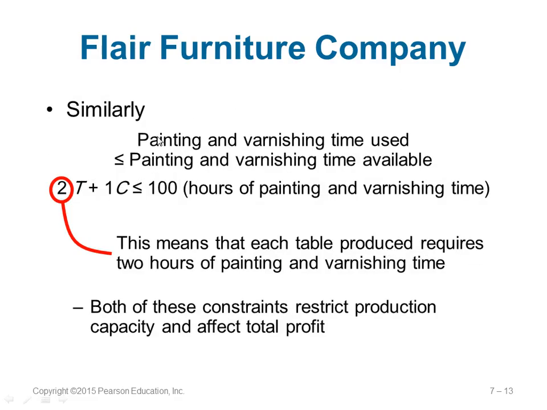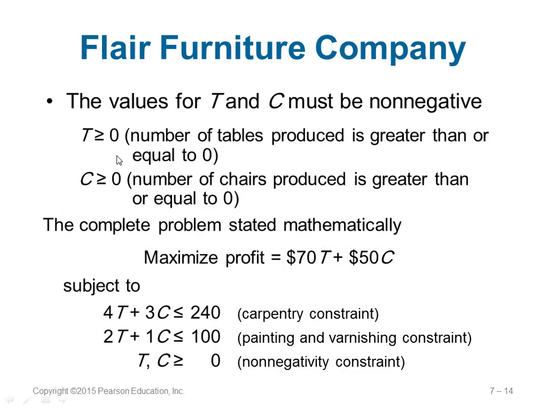Similarly, we want to do for painting and varnishing. Maximum time allowed is 100. So it's 2 times T plus 1 times C is less than or equal to 100. So this means for every table I need 2 hours of painting and varnishing. So clearly we now have the objective function 70T plus 50C, and we have the constraints.